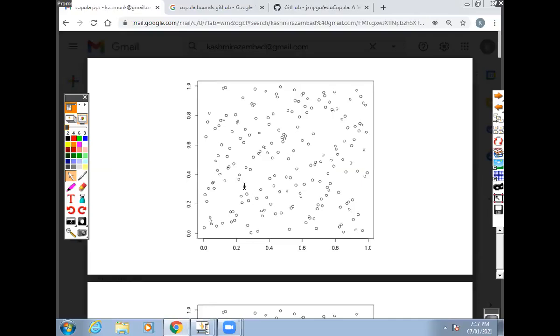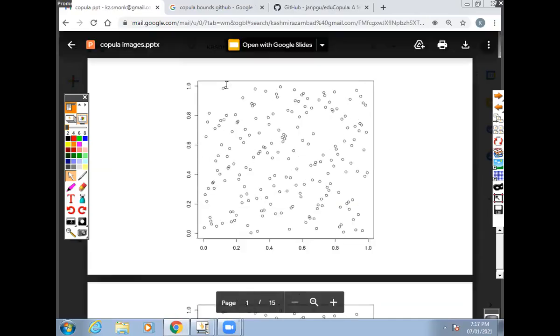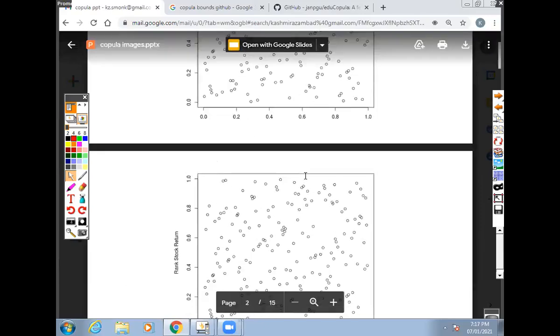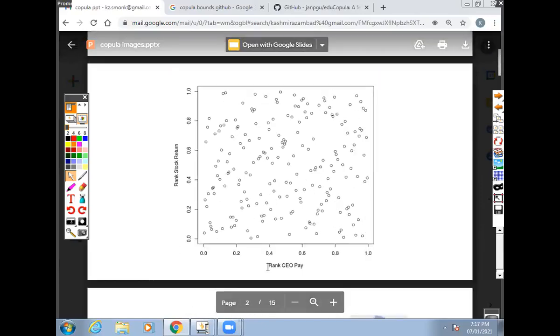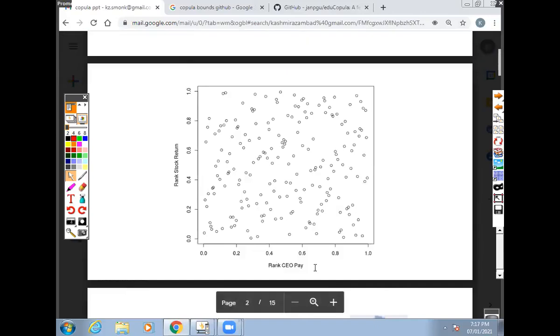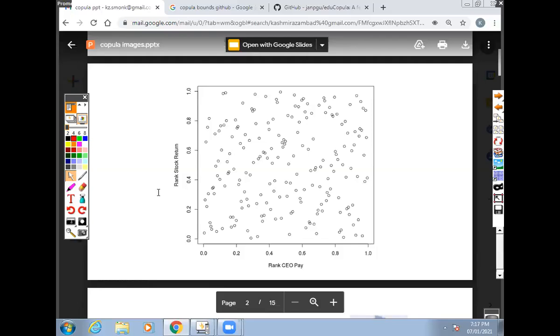No correlation, right? I mean, it looks as if these are just random dots around in this square. But actually, what it was is the rank of the CEO payment and the rank of the stock return. So there was a study done by some people.